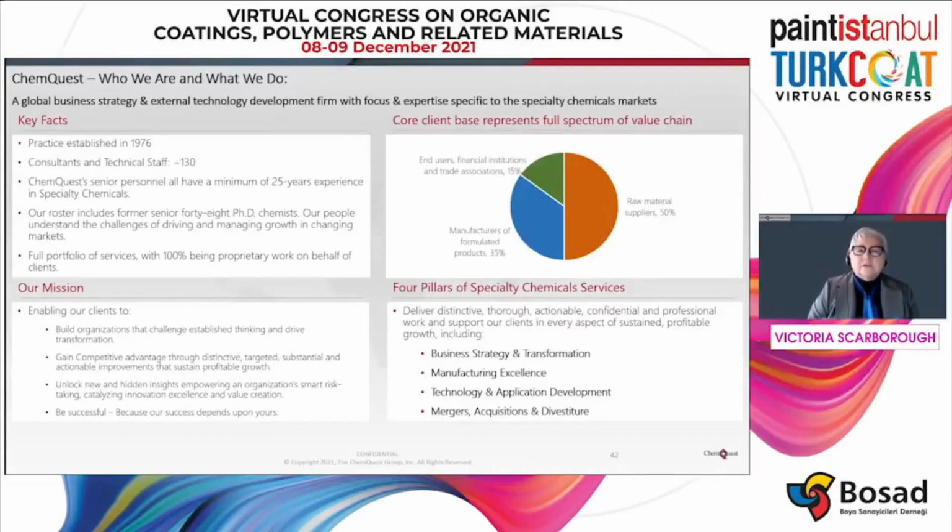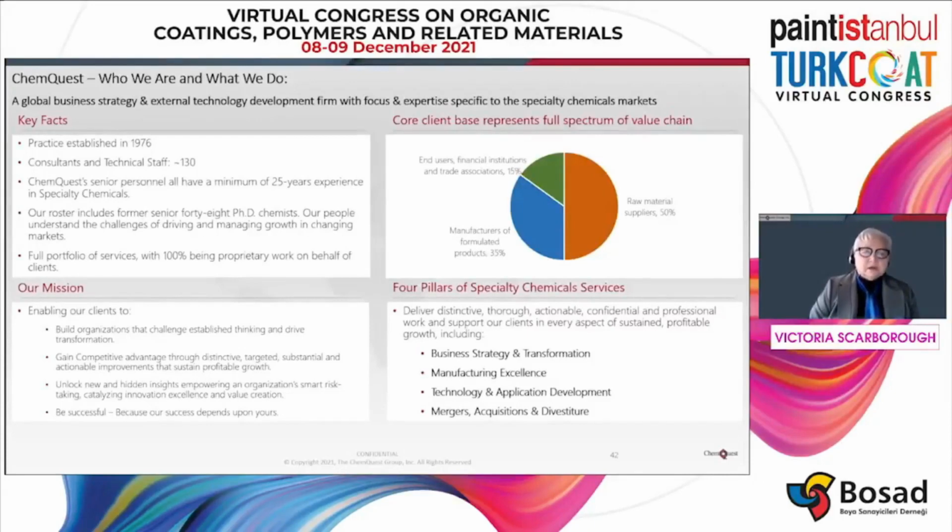We have a lot of raw material suppliers who come to us for help with raw materials, understanding if they're the right raw material for use in the area. Manufacturers of formulated products like paints and coatings, adhesives, and so forth. And then we also have a number of people like investors, private equity firms, and trade associations who are looking for information about the market.